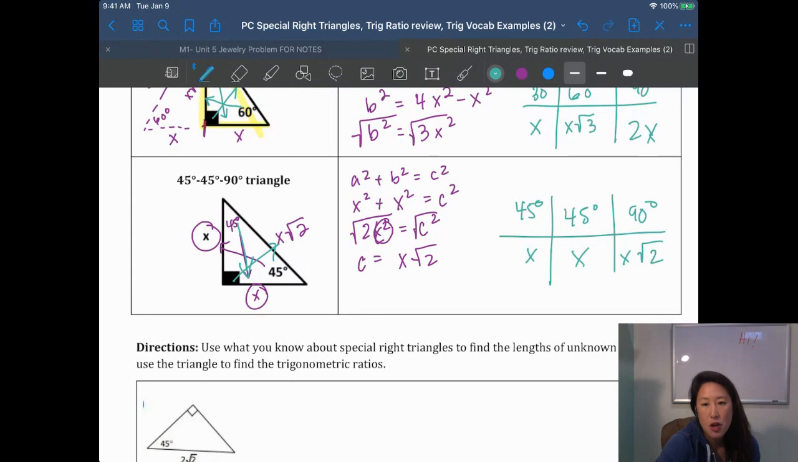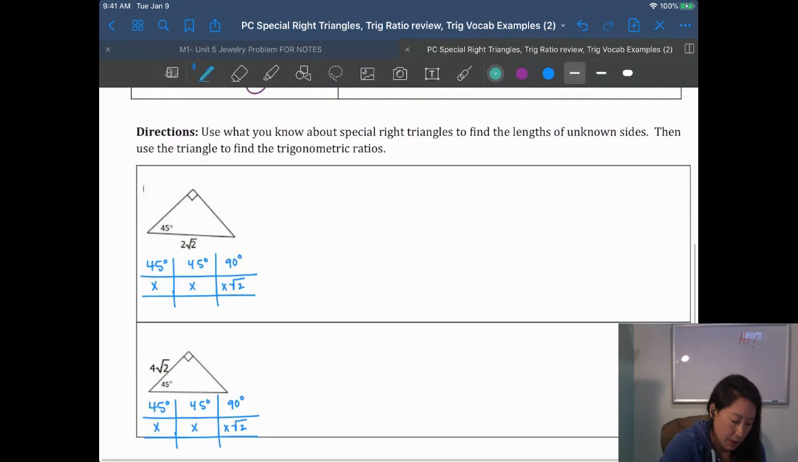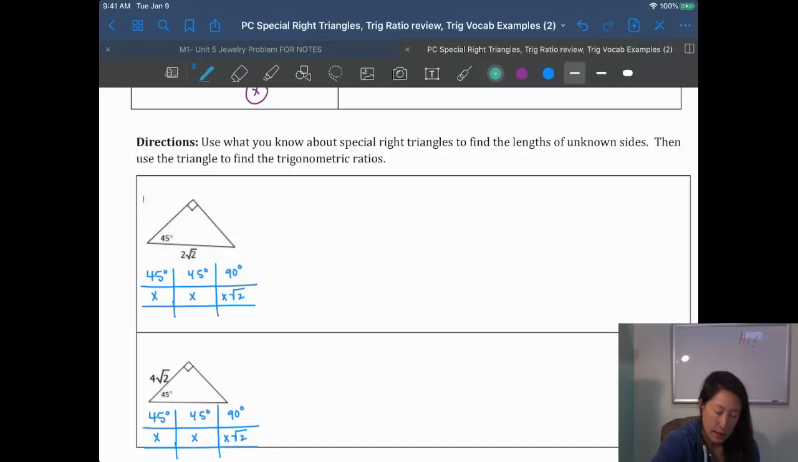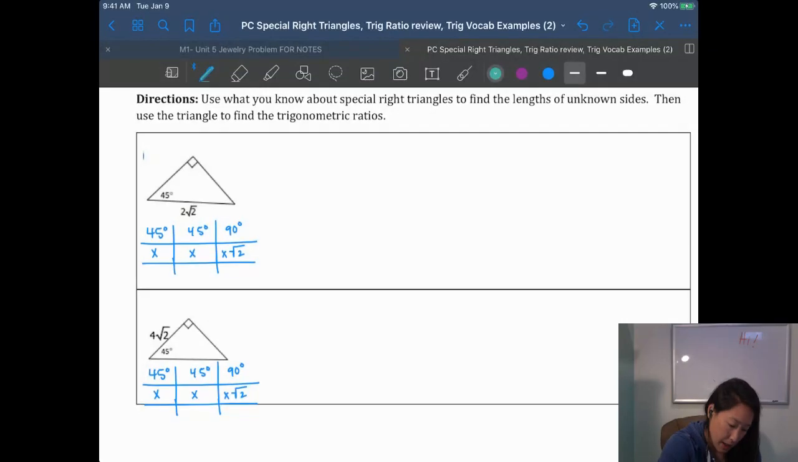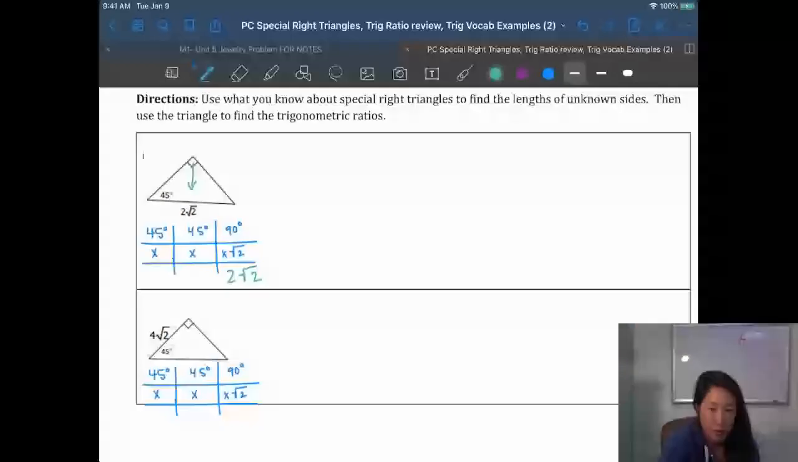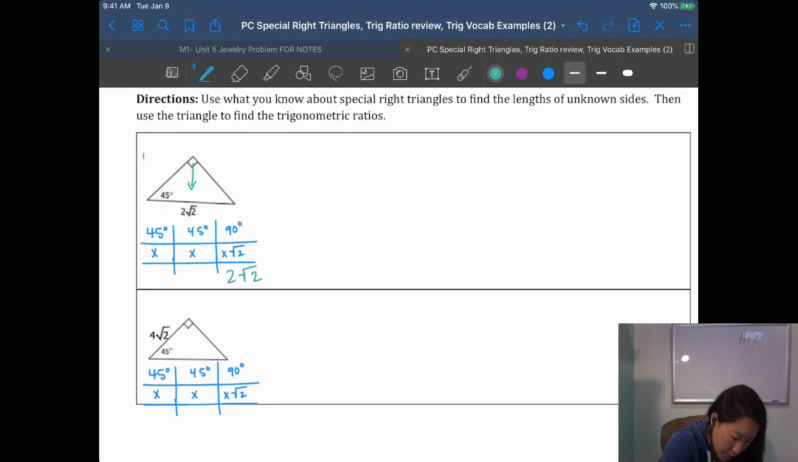All right, next part. So we need to find the lengths of each one of the sides. So I'm gonna start with my little table here, and I can see across from 90 is the length 2 root 2. So I need to find the length across from 45. So what I do is I set it up in the table and then I create an equation. x root 2 is equal to 2 root 2. Go ahead and divide by root 2. That equals 1. Root 2 divided by root 2 is 1. So x is equal to 2.